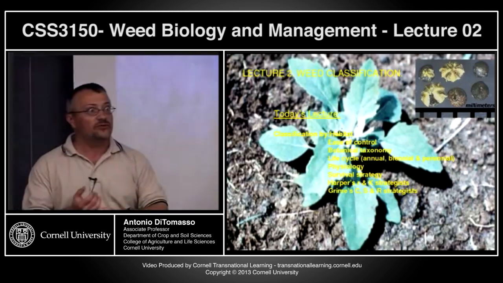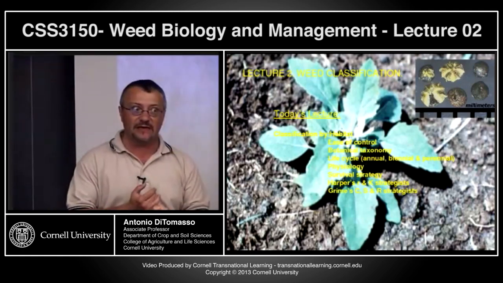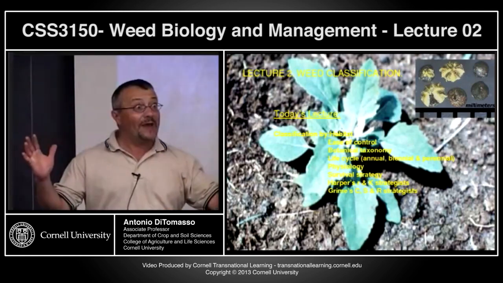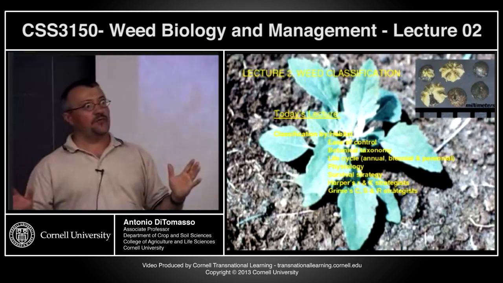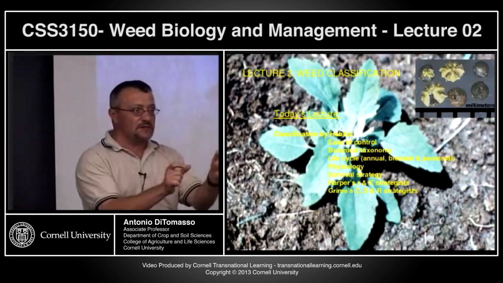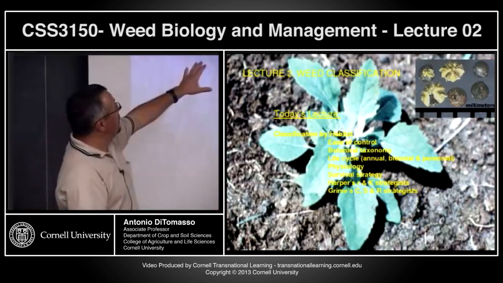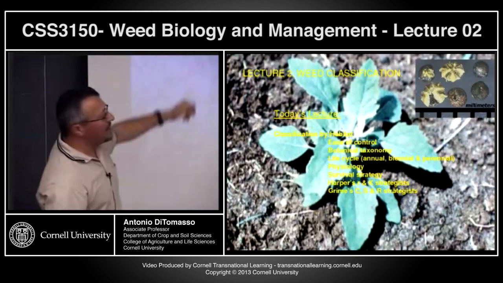Is this thing an annual? Should we worry about it from year to year, or does it just produce seeds? And if we can cut down on seeds, we should be okay. Or no, this is a perennial, man. You go in and you cultivate, and you've got rhizomes, you chop them up into smaller pieces. It's going to be there next year and the year after, so be careful. Okay? But what would be the other classification of weeds?